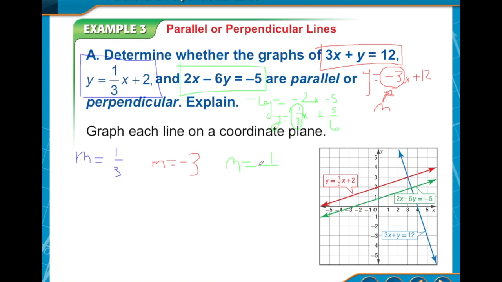Now, if we compare the slopes, we can see what's happening here. These two, 1/3 and 1/3, are the same. That's these two lines. They both have the same slope, so we can say they're parallel. Then this other line is -3. If you multiply that by 1/3, you get -1. So this line, which we see here, is in fact perpendicular to both of the others. So we just confirmed that with our slopes here.